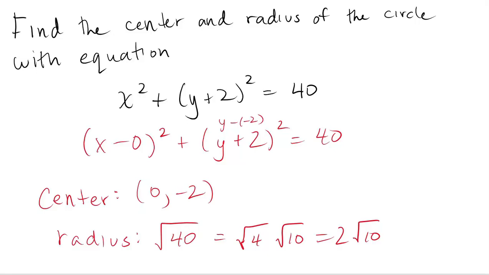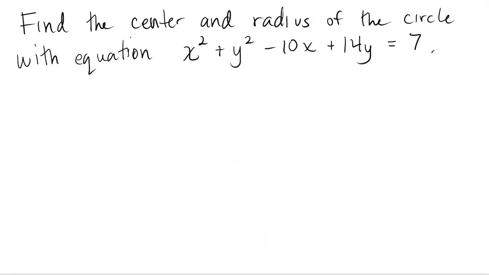But not every equation of a circle comes in standard form. Here's an example of that. Find the center and radius of the circle with equation x² + y² - 10x + 14y = 7. Looking at this, we don't immediately know that this is a circle, and we can't pick off the center and the radius. So what we're going to do is rewrite this in the standard form. And the process we use to do that is called completing the square.